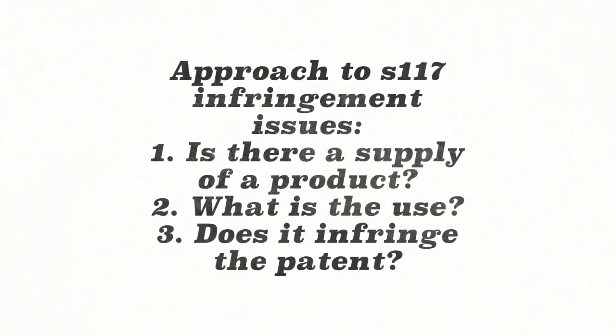Necessary questions that need to be asked when contemplating whether an infringement has occurred under Section 117 of the Act are: 1. Is there a supply of the product? 2. What is the use of the product in relation to Section 117(2) of the Act? 3. Does the use identified infringe the patent at all? These combined will help to determine if there has been an infringement of a patent under the Act by the supplier of products.